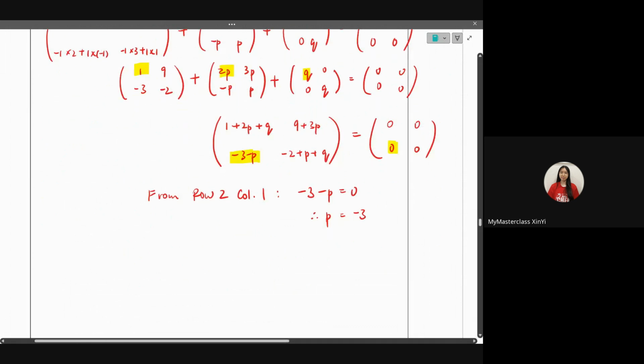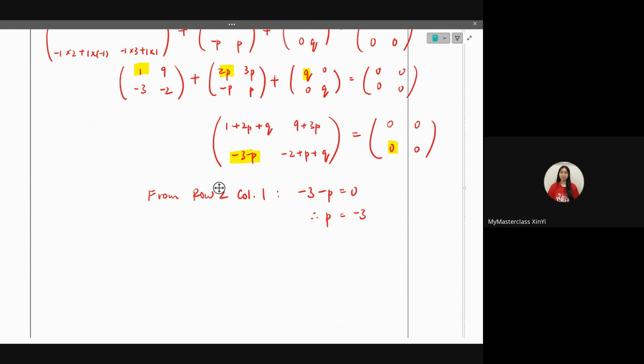Once you solve for this, you can try to solve for Q also. Let's look at row 2, column 2. From row 2, column 2, you have negative 2 plus P plus Q equals 0. You have found P is negative 3, so negative 2 minus 3 plus Q equals 0. Therefore, your Q should be 5.